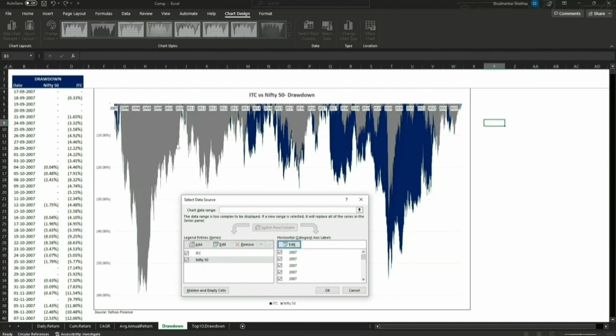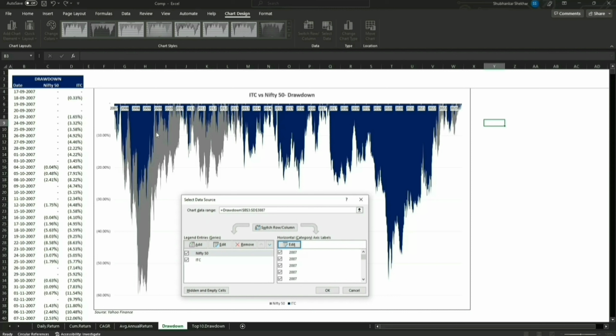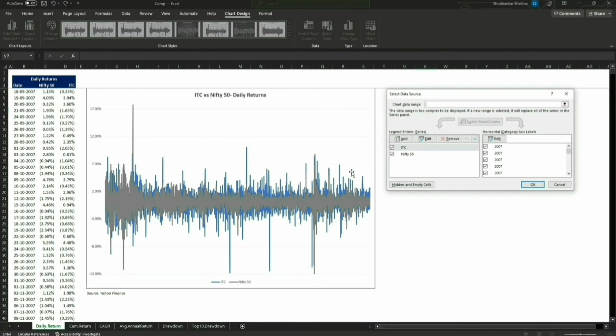So I'll give you the conclusion. The conclusion here is that for the recent years, right, 2017 all the way to 2022, the drawdown for ITC was much more when compared to Nifty 50. But in the previous years, you can see the drawdown for ITC was much less when compared to Nifty 50. And the result was because the market was facing a downturn. Similarly, when looking at the daily returns in the chart, when you change the position of both Nifty 50 and ITC, you can see how the chart looks, right?